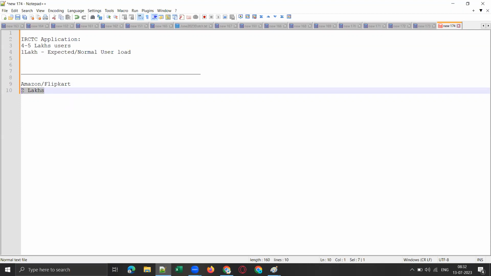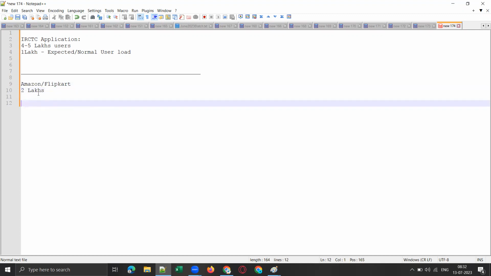So suppose 2 lakh users is the normal user load on the Amazon application. But what if there is some flash sale? There is some new product that is getting launched and there is a flash sale. Can we expect the user load during that flash sale? Whenever there is a flash sale, obviously there will be more than normal load, right? Yes or no, guys? So that is unexpected user load. We can't really estimate how many users will be logged in during a flash sale or a big billion day sale or Republic Day sale or such kind of events, isn't it?